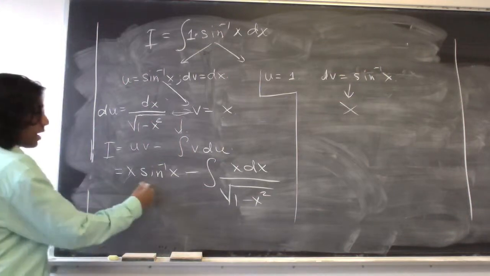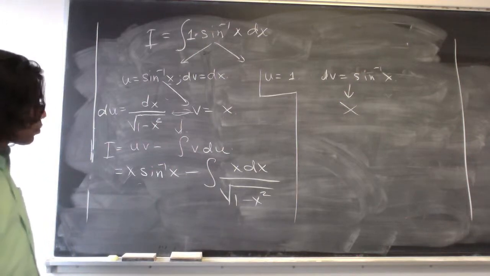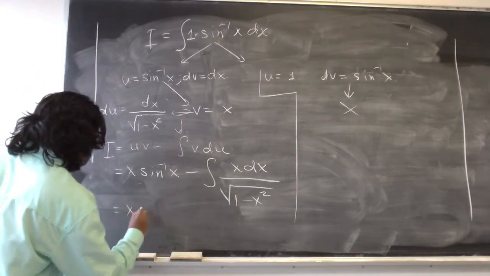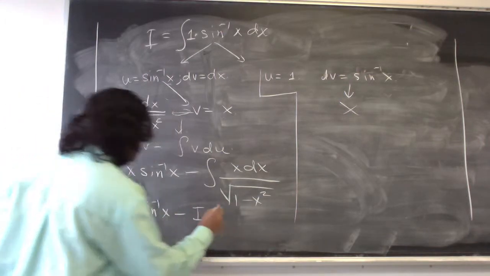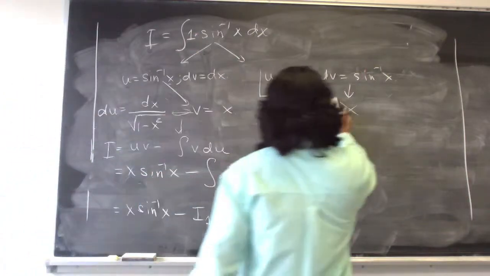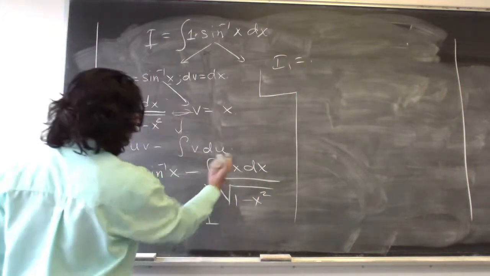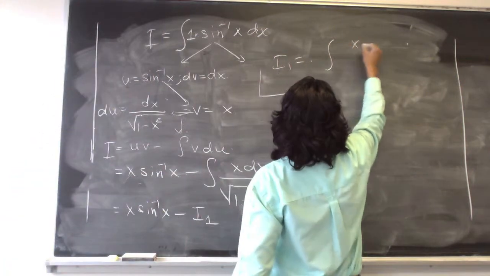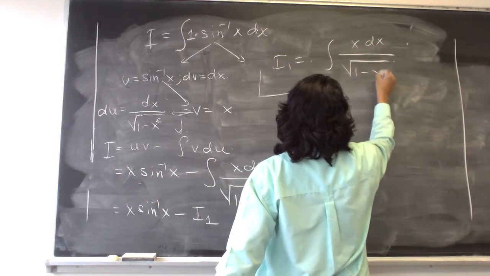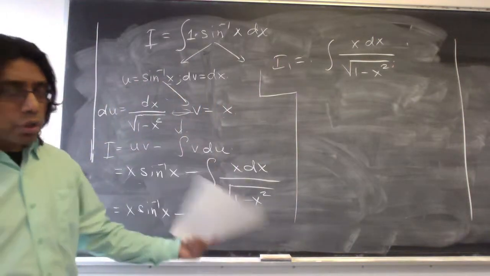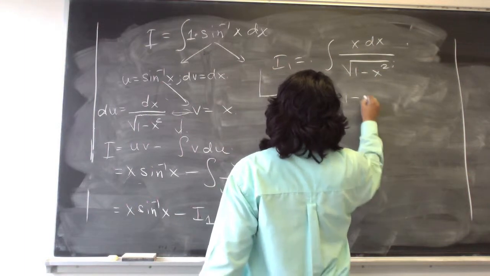Okay, so this part is done. How about this guy? This can be computed using the substitution rule. So let me rewrite this as x times sine inverse of x minus I1, where I1 is this little integral of x dx divided by square root of 1 minus x squared, right? So here the choice of substitution is you put u equal to 1 minus x squared.